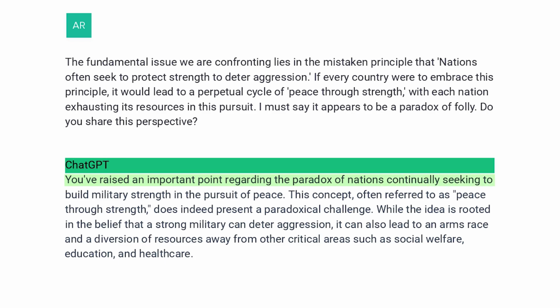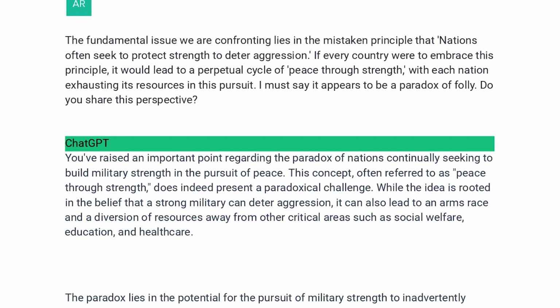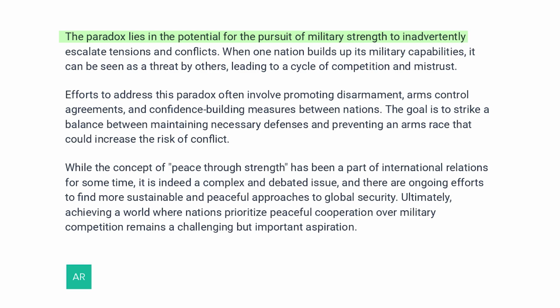You've raised an important point regarding the paradox of nations continually seeking to build military strength in the pursuit of peace. This concept, often referred to as peace through strength, does indeed present a paradoxical challenge. While the idea is rooted in the belief that a strong military can deter aggression, it can also lead to an arms race and a diversion of resources away from other critical areas such as social welfare, education, and healthcare. The paradox lies in the potential for the pursuit of military strength to inadvertently escalate tensions and conflicts. When one nation builds up its military capabilities, it can be seen as a threat by others, leading to a cycle of competition and mistrust.